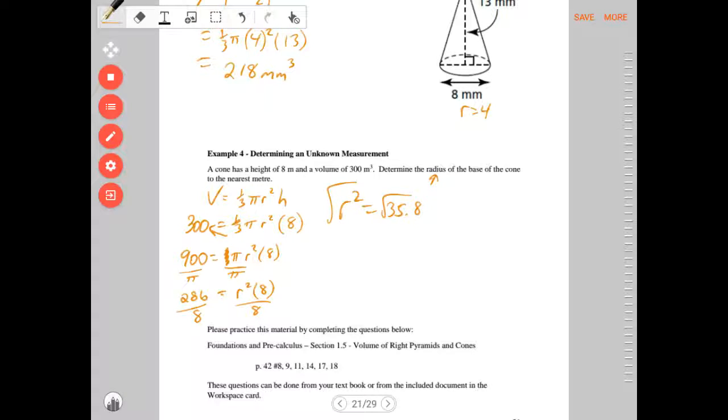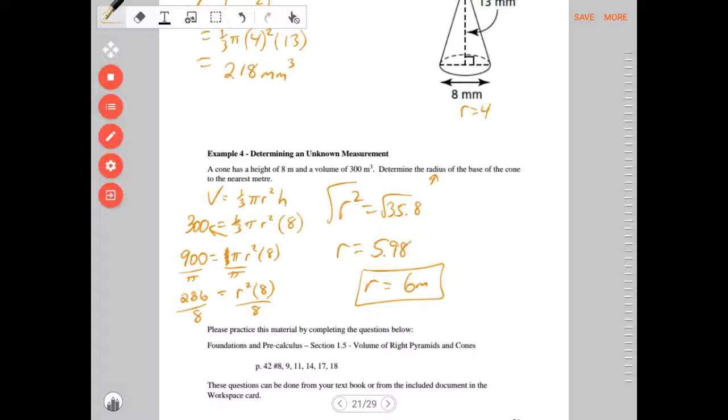Then we square root, so r equals the square root, and either use your ANS button or scroll up, depending on which calculator you have. Just make sure you use all your digits, and that works out to, for the nearest meter, 5.98, which of course works out to 6 meters.